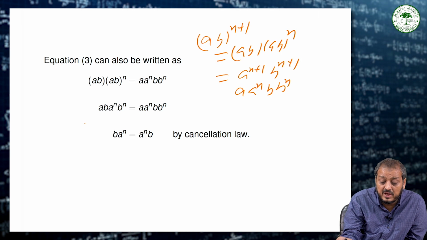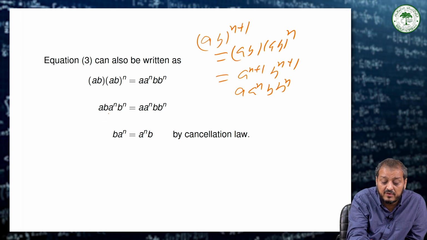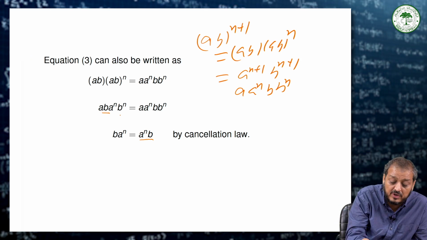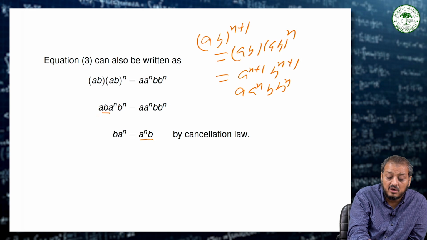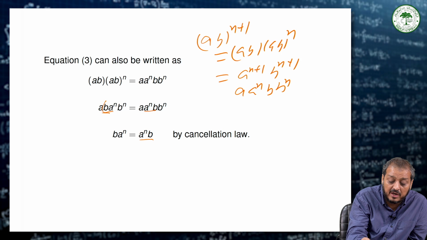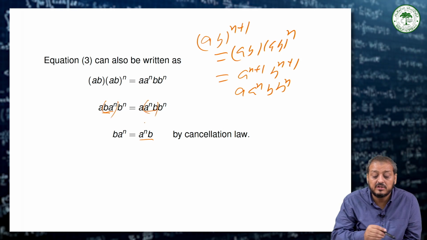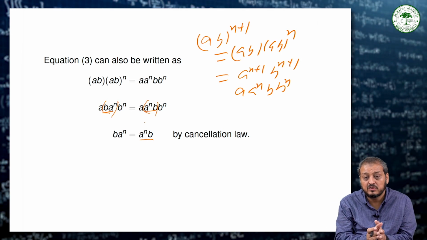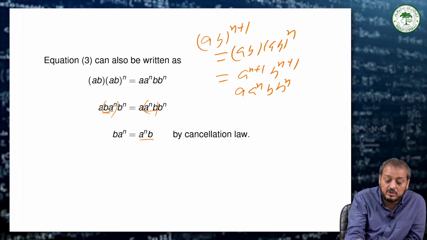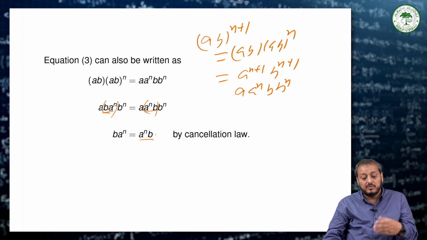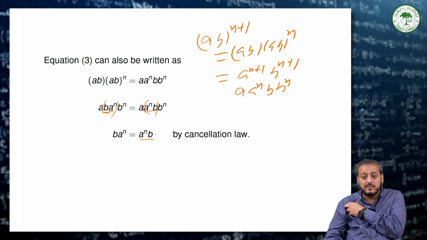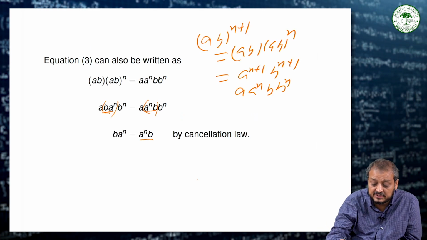Now we have to apply the cancellation law. So we have a b a^n b^n equal to a a^n b b^n. Applying the cancellation laws, both the left and right cancellation, we get b a^n = a^n b.